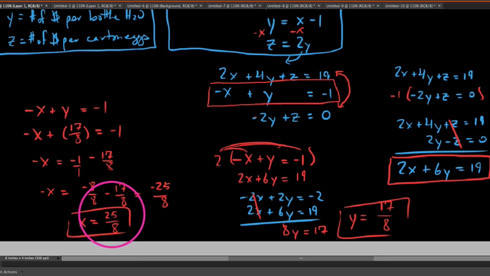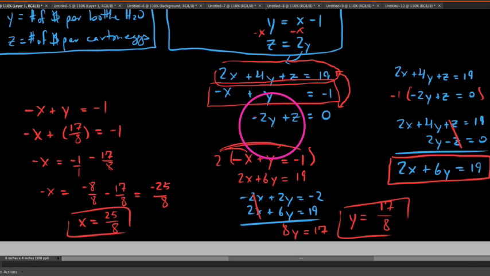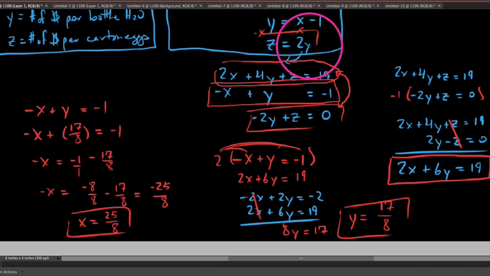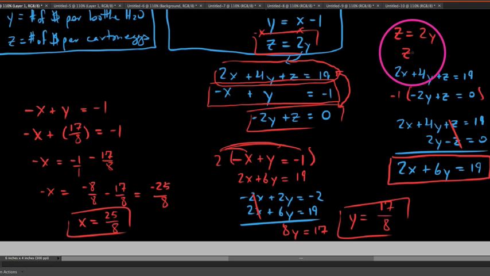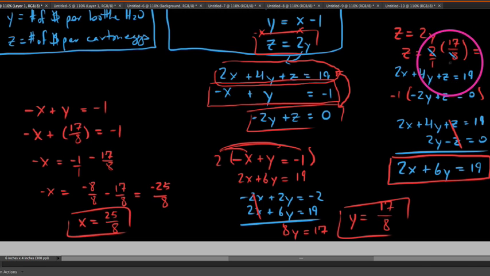So now we've found x. Now we've found y. What we want to do is go find z. Well, the interesting thing about this is we don't have to plug it back into this original equation. If we're really after the value of z, then maybe what we could do is plug it back into this equation, or even better, this equation here. And so we could say if z is really equal to 2y, then z must be equal to 2 times 17 eighths. If we put 2 over 1 and cross reduce, we get a 4 and a 1, we get 17 fourths. And so I'll put a box around this as well.